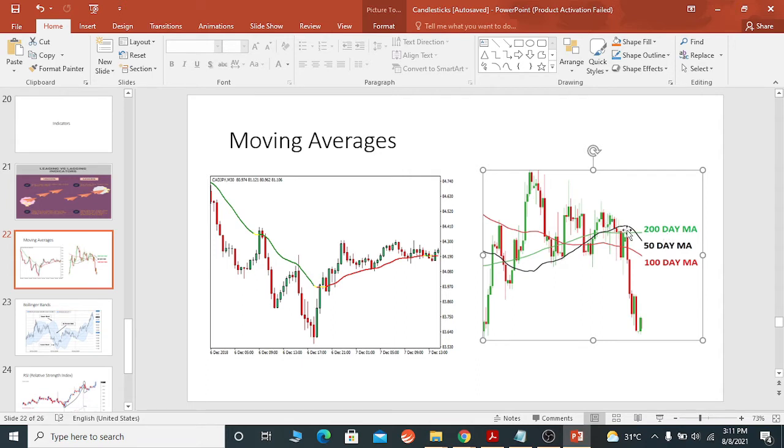So one basic thing you can do to know whether the price is in an uptrend or downtrend is to simply see the 200-day moving average, represented here by a green line. If the price is below the 200-day moving average, it means that it is going in a downtrend, and it's a long-term downtrend. Whereas the 100-day moving average and the 50-day moving average would tell you about a medium-term trend.